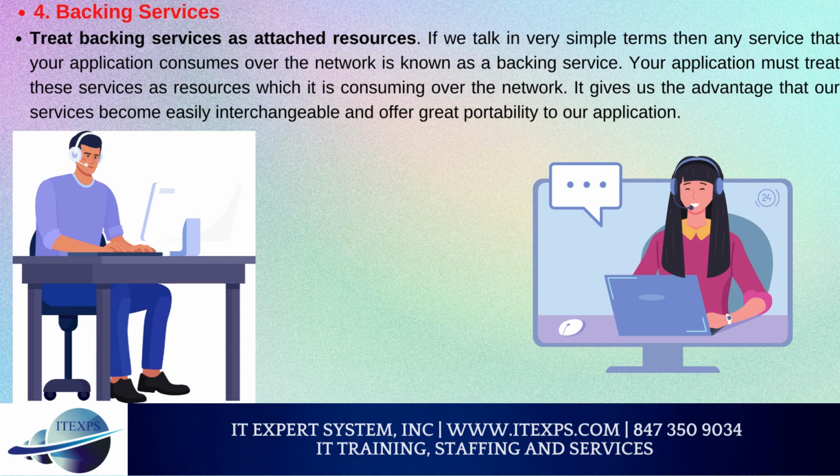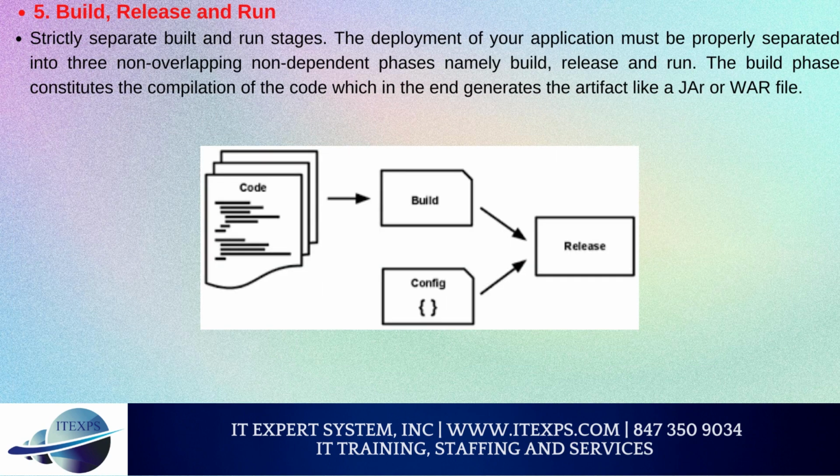5. Build, release, and run. Strictly separate build and run stages. The deployment of your application must be properly separated into 3 non-overlapping, non-dependent phases, namely build, release and run. The build phase constitutes the compilation of the code, which in the end generates the artifact like a JAR or WAR file. The second phase, release, takes the artifact file generated at the end of the previous phase and adds the configurations for a particular environment to it. The last phase includes the running of the instance of the application.